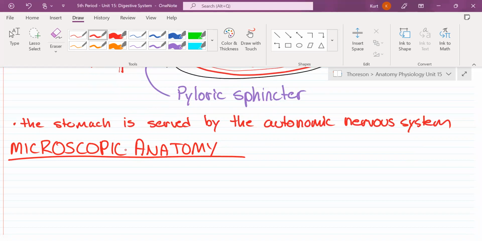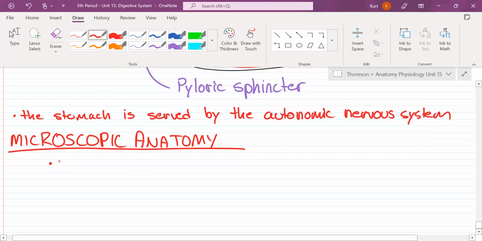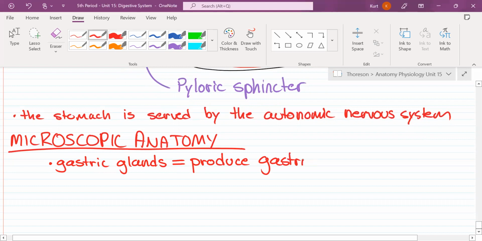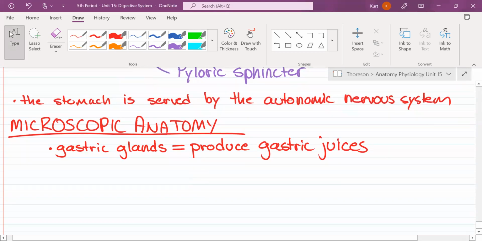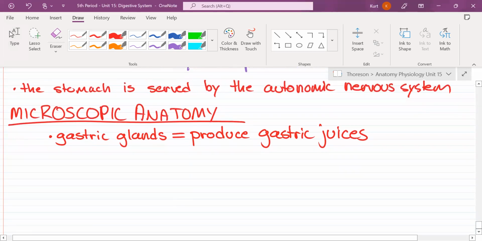Okay, what Latin term means stomach? Gastro. So you have juices called gastric juices. You have glands called gastric glands. Gastric glands produce gastric juices. Okay, there's going to be two types of cells I'm going to ask you to know for your stomach. The first type are going to be called parietal cells. Parietal cells secrete hydrochloric acid, very, very powerful acid.